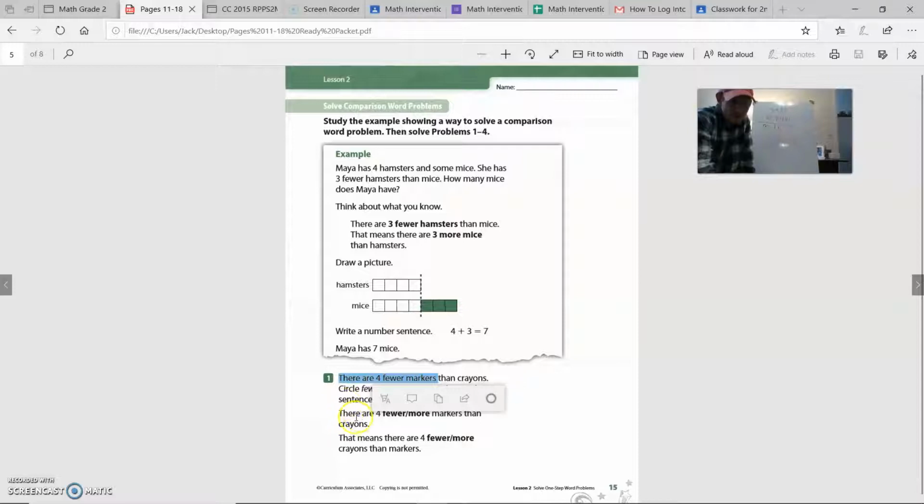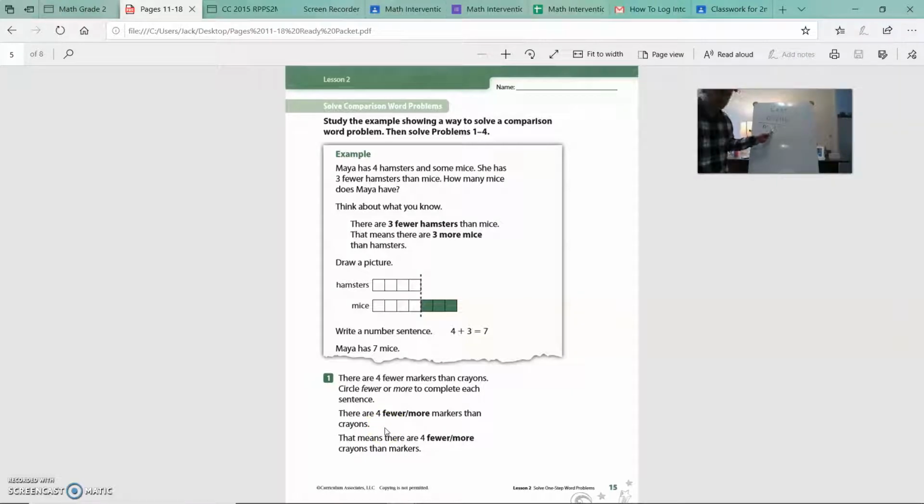First one says, there are 4 fewer or more markers than crayons. Well, let's look at our picture. We have less markers than we do crayons, and we know that less is the same as fewer. So there are going to be 4 fewer markers than crayons.